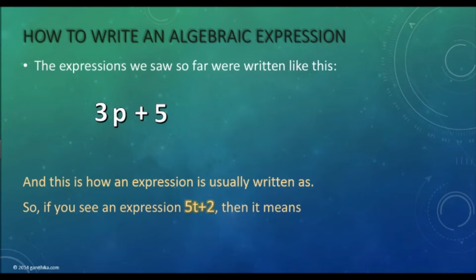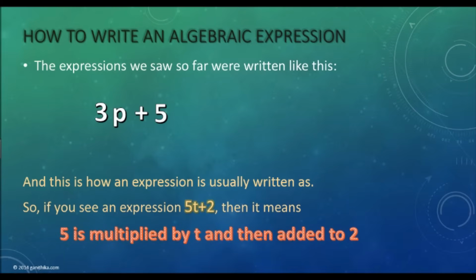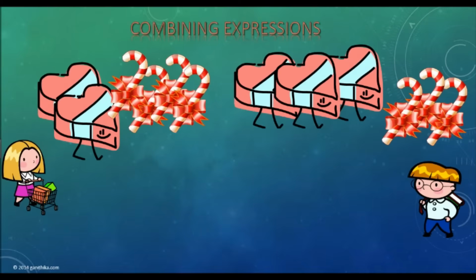If you see an expression 5t plus 2, what does it mean? It's 5 multiplied by t, plus 2. Add it to 2. That's what it means. 5t means 5 is multiplied by t, and 2 is added to it.